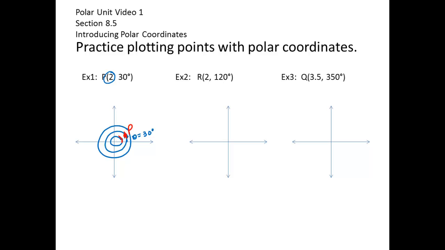Okay, so let's go over here to point R. I'm going to go to 120 degrees, which is in the second quadrant. So there's my theta equals 120.